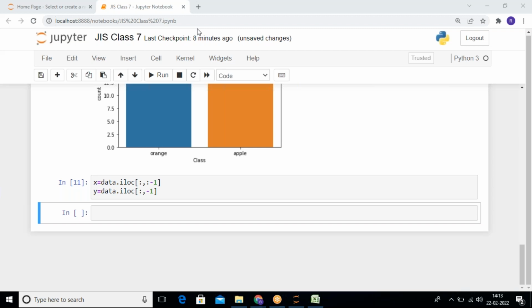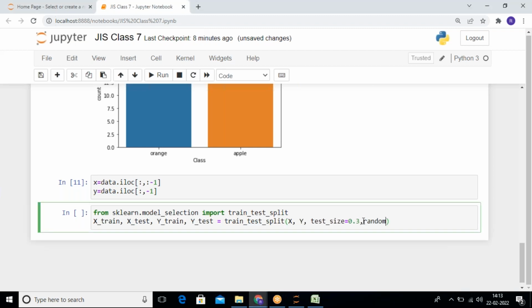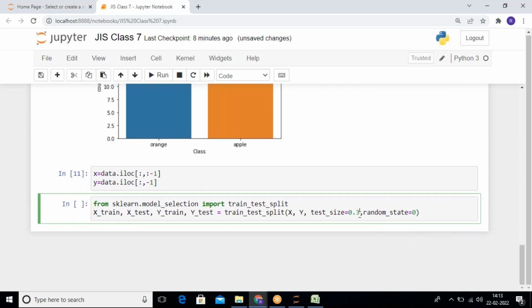Just have a look at the code and please confirm. It is very simple. And here we have random state equal to 0. Very small data set, not required. So in testing we are having 30% and in training we are having 70%. Okay, so run this cell.